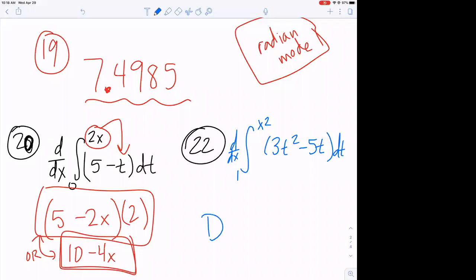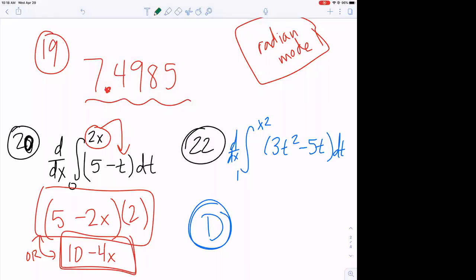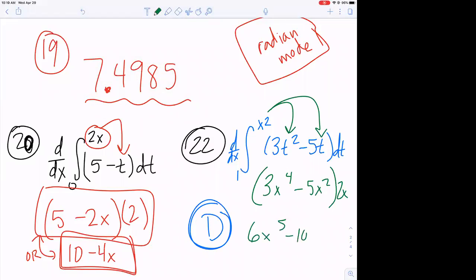So did you guys get D? Yeah. Nice. Because you're supposed to put this in there and there. So you're going to get 3x to the fourth minus 5x squared. But then you do have to attach the 2x, the derivative of x squared. So then you get 6x to the fifth minus 2x to the fifth. Sweet. Is that coming back to everybody?